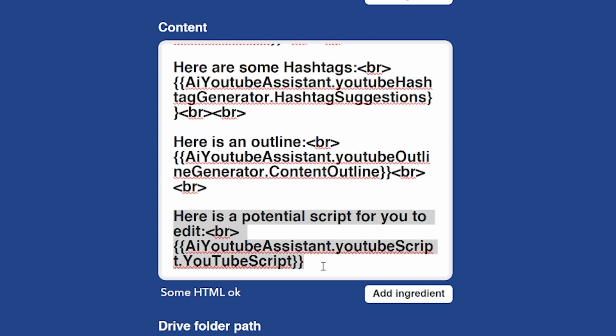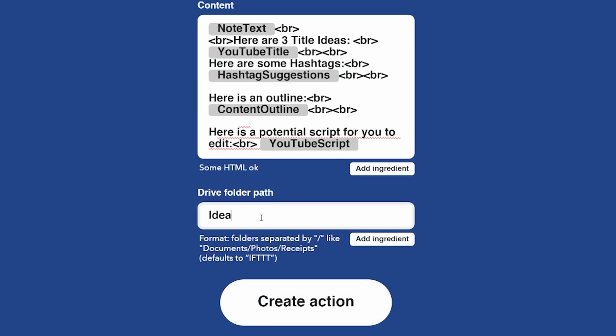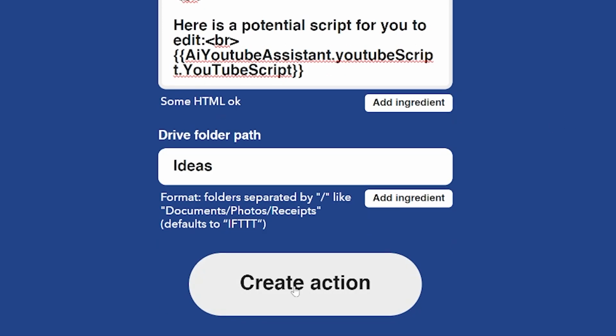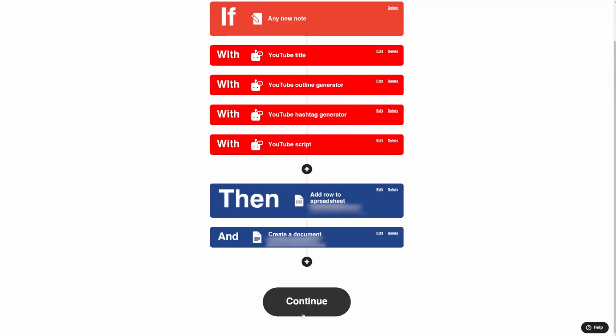You could further format this document with things like bolds, italics, and more, but once you're happy, input a Drive folder path. I'm placing this in the same ideas folder as my Google Sheet where we're capturing all the ideas. Then hit the Create Action button and we're ready to try this one out.